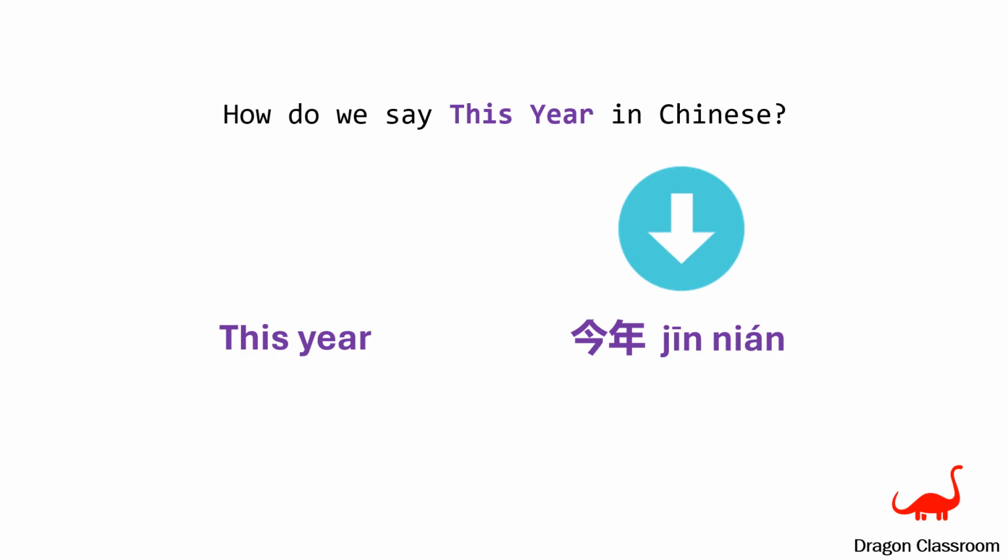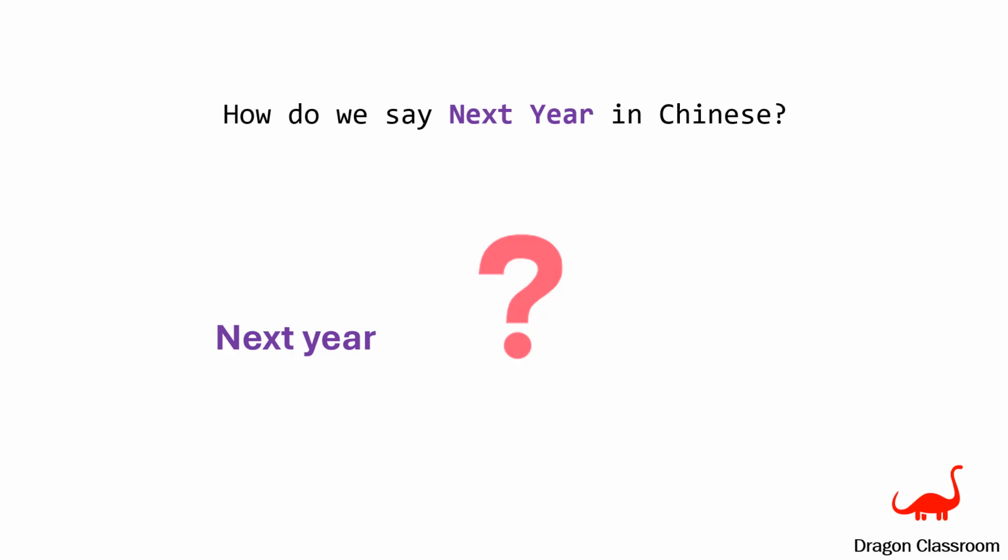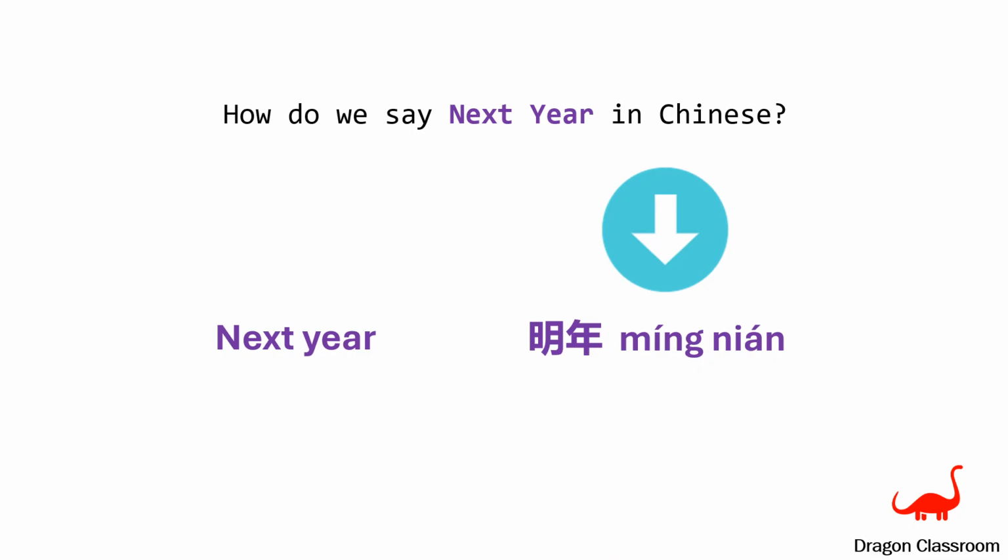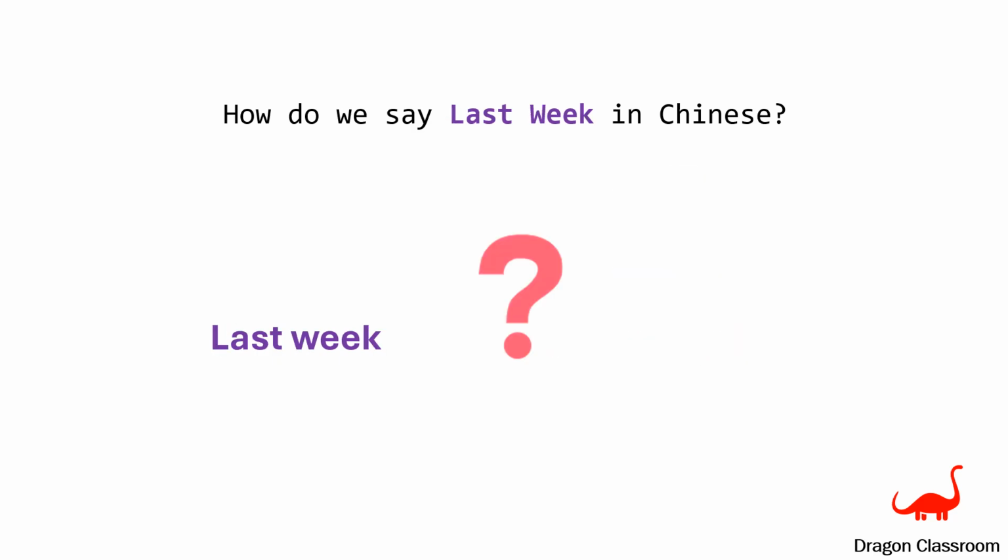How do we say next year in Chinese? Next year is 明年. Next year is 明年. How do we say last week in Chinese?